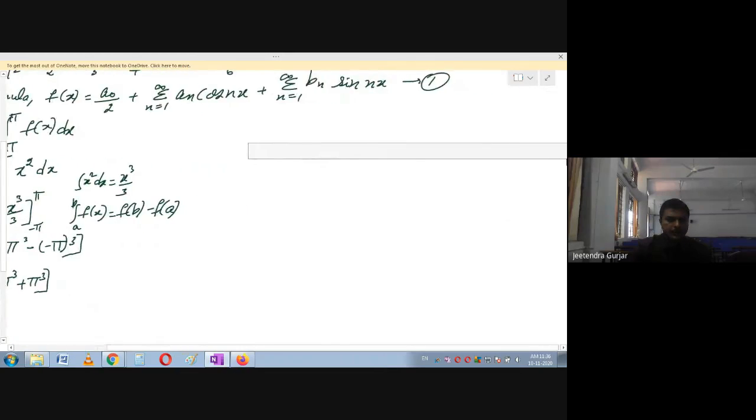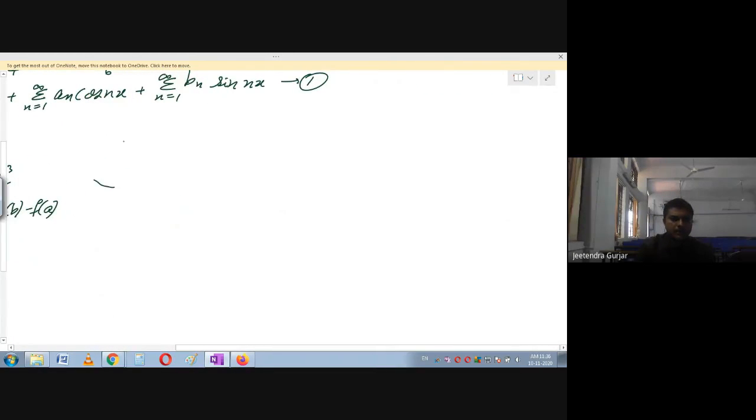I will try for an. So please remember the formula, friend. An is equal to 1 upon pi integration minus pi to pi, f of x, and this is cos nx dx. Substitute the values, students, one by one. Because c is again pi, I have taken 1 upon pi integration minus pi to pi f of x cos nx dx. Please practice this formula, friends, and depending on the interval and the given function, you have to substitute here.